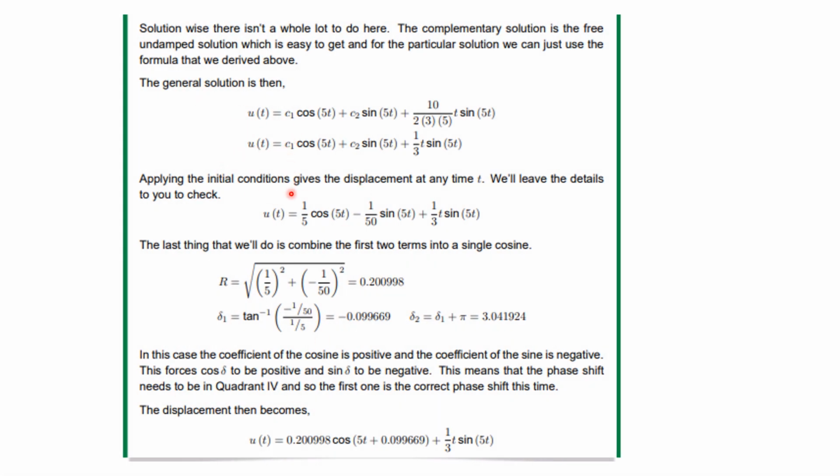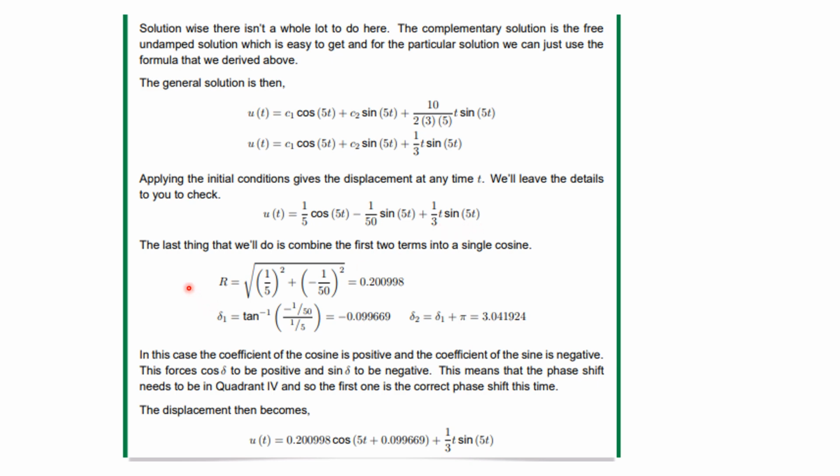Now when you do, you'll find that u of t is equal to c1 cosine 5t plus c2 sine 5t plus, and now you get this constant, but then this is going to be t sine of 5t. So you see the t does appear here, and that's the thing that causes the problem. And then when we do some simplification and plug in the initial conditions, you get that u of t is equal to 1/5 cosine 5t minus 1/50 sine 5t plus 1/3 t sine 5t. There's the t again, sine 5t.